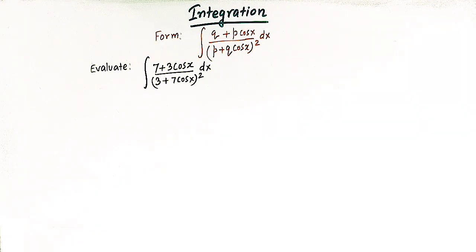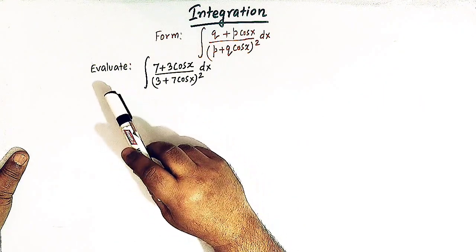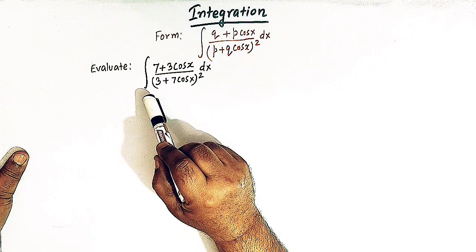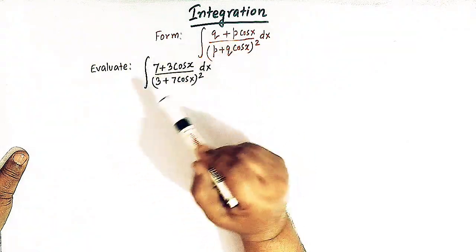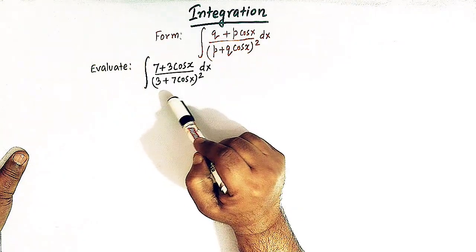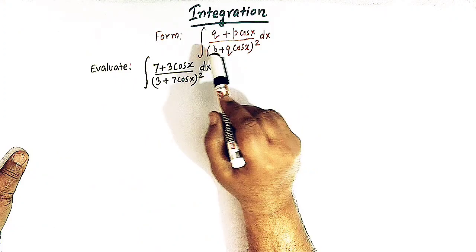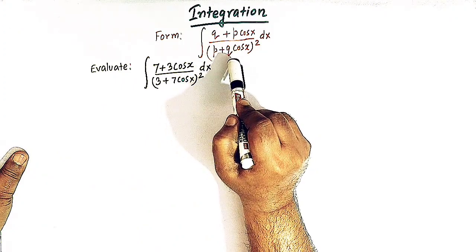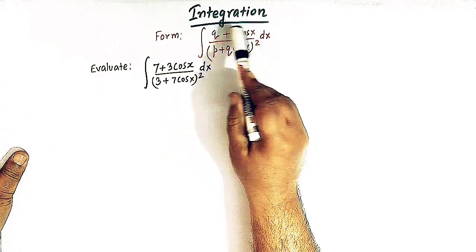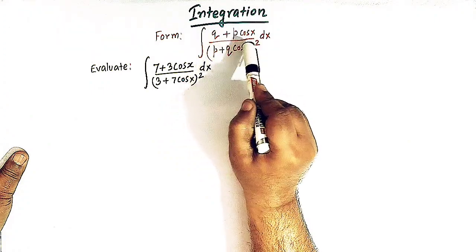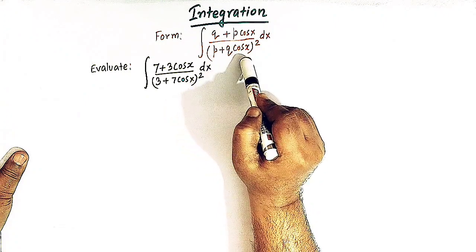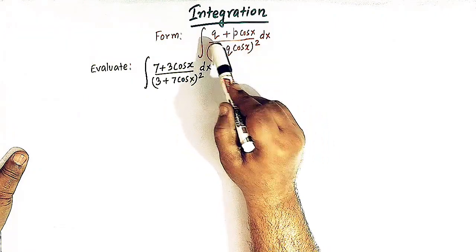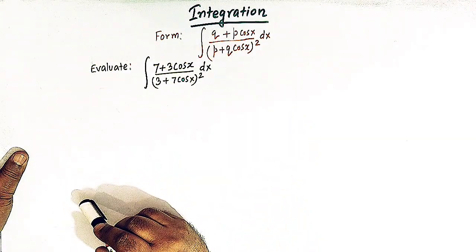Hello viewers, in today's session we are going to discuss an important form of indefinite integration, right? So here in this class we are going to evaluate this indefinite integral which is of this form. Before moving further, let us quickly analyze this form of indefinite integration, in which the integrand is of this form q plus p cos x divided by p plus q cos x whole square, right? Where p and q are some real numbers.